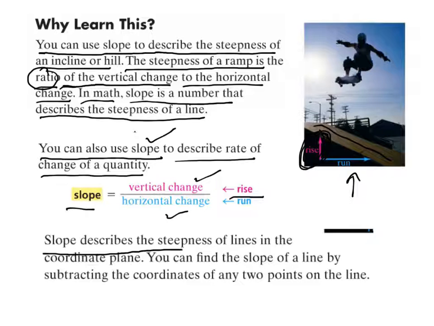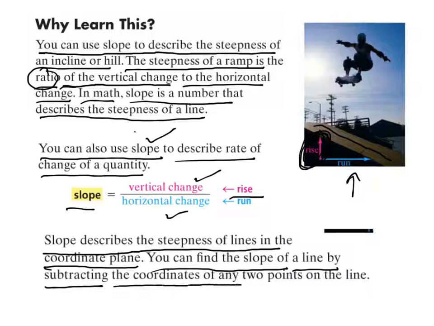Slope describes the steepness of lines in the coordinate plane. We know what a coordinate plane is, the x and the y axis. You can find the slope of a line by subtracting the coordinates of any 2 points on the line. So how can we find the slope in a coordinate plane? You take any 2 points on the line and you subtract them, you get the slope. How we do that, we will see.